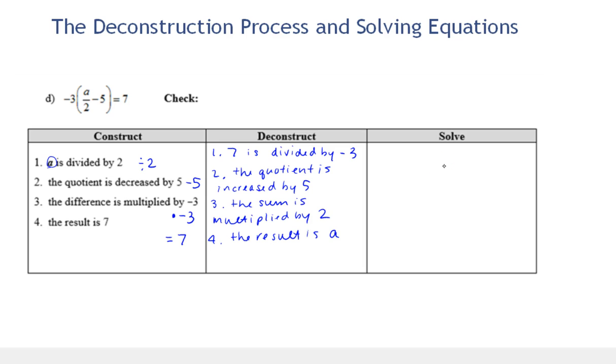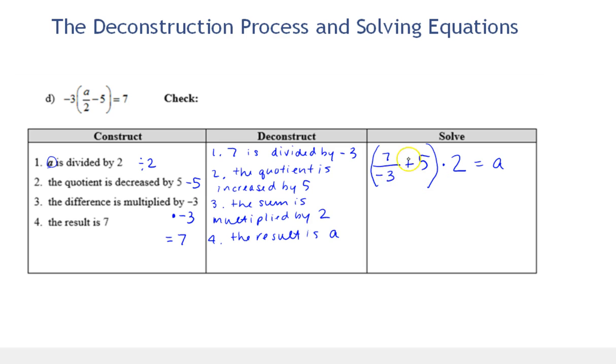Okay, so 7 is divided by negative 3. The quotient is increased by 5, so I'm going to add 5 to this fraction or quotient. The sum is multiplied by 2, so I'm going to put the sum in parentheses so I know I'm multiplying the whole sum by 2. And the result is A, so this equals A. Okay. So now let's perform the arithmetic so we can solve for A.